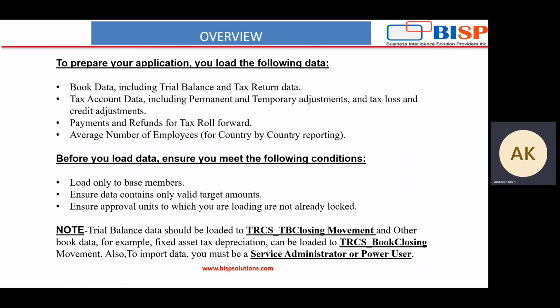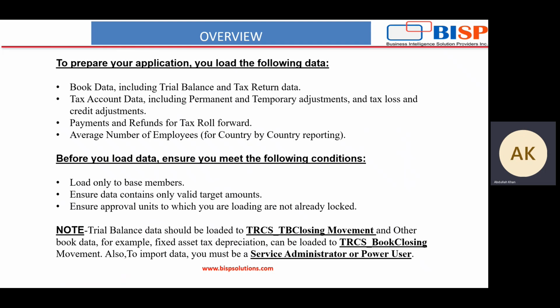To prepare the TRCS application, we load various types of data. Namely, we add the book data, which includes the trial balance and the tax return data, the various tax adjustments, the tax account data, including the permanent and temporary adjustments, the tax loss amounts, the credit adjustments for the taxable income, etc., and the payments and refunds for the tax roll forward to create the correct provision under the TRCS application.